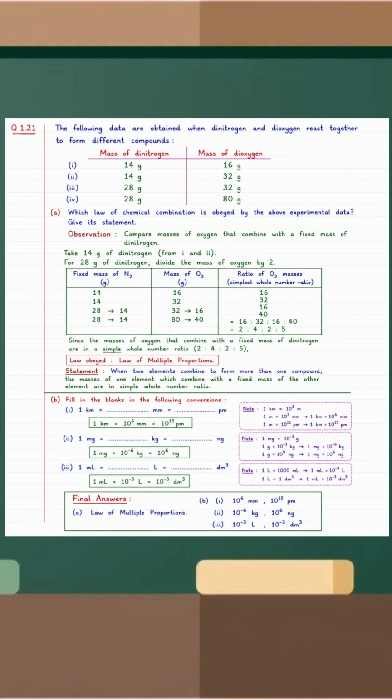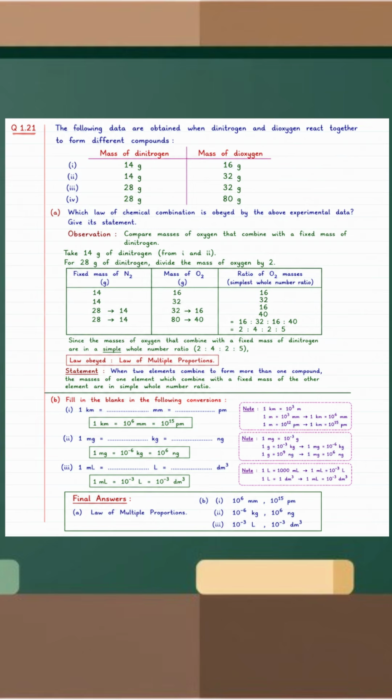Now find the ratio. 16:32:16:40. Divide by smallest value 16. We get ratio 2:4:2:5. This is a simple whole number ratio. So, we conclude that the data follows the law of multiple proportions.